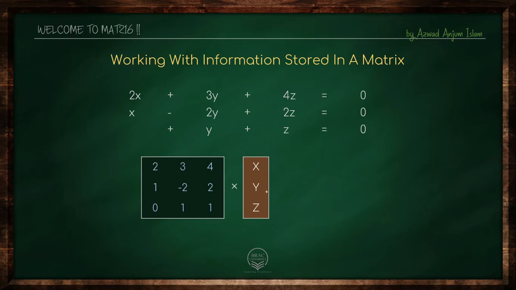Now, if we multiply this with this matrix, which is a 3 by 1 matrix, what do we get? We get 2 into x plus 3 into y plus 4 into z in this position, which is basically the first equation. So we have a 0 here. Similarly, 1 into x minus 2 into y plus 2 into z. We have the second equation, which is equal to 0. So we have 0 here, and similarly we have 0 here as well. So this is a way to represent linear equations using a matrix.